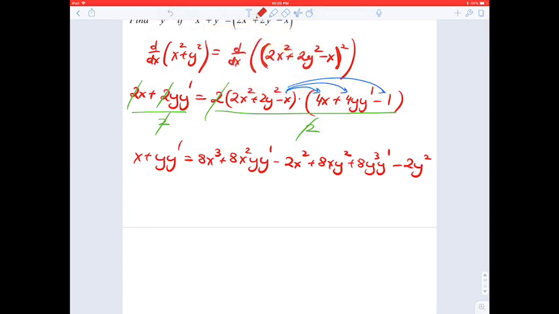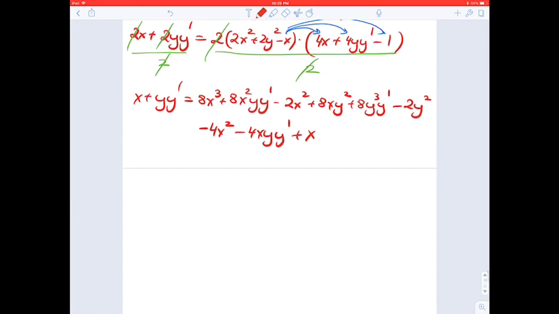Let's start. Negative x times 4x is negative 4x squared. Negative x times 4y, y prime, negative 4xy, y prime, and negative x times negative 1, positive x.